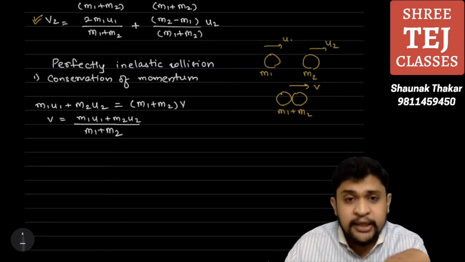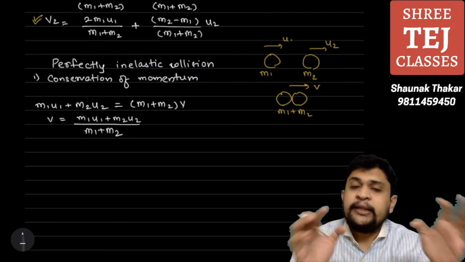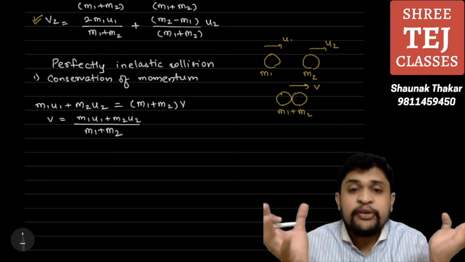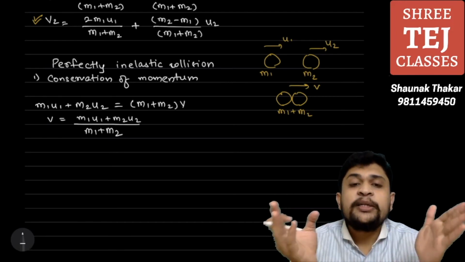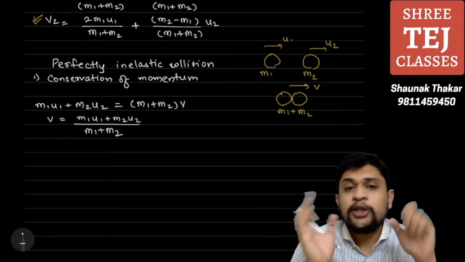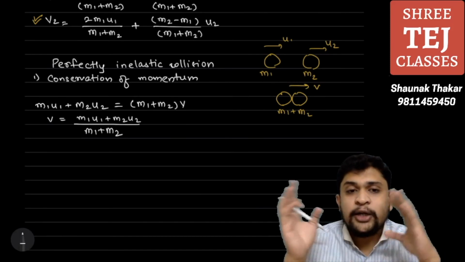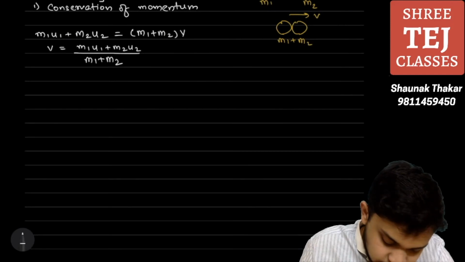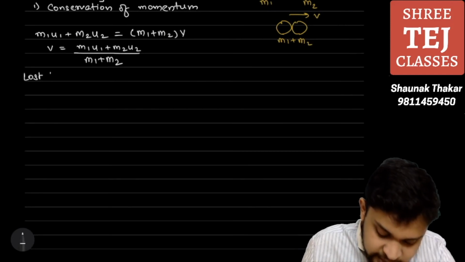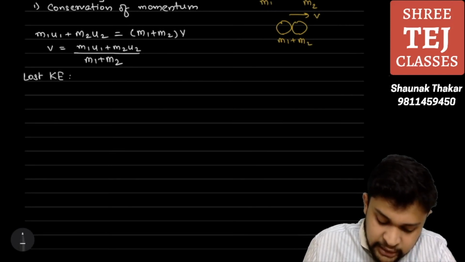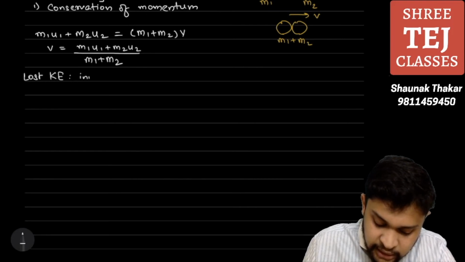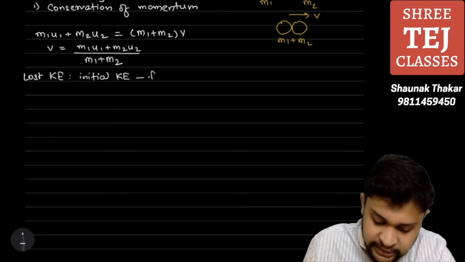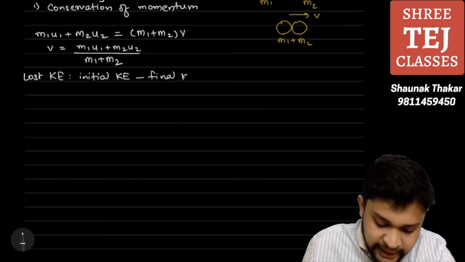But will this be enough? The main thing here is kinetic energy is being lost. So we need to know how much kinetic energy has been lost. So to find lost kinetic energy will be initial kinetic energy minus final kinetic energy.